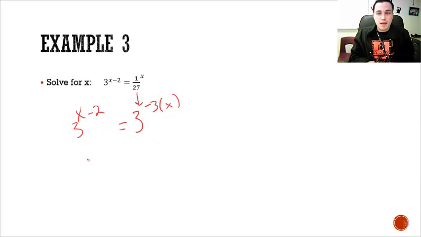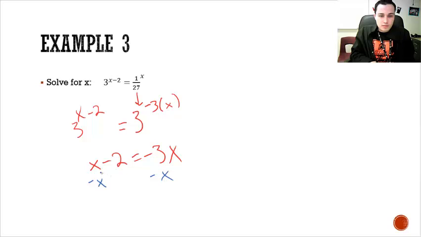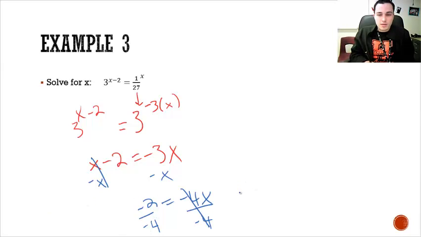So now I'm just going to multiply that negative 3 here times the original exponent there. Now the bases match, so I set the exponents equal to each other. X minus 2 will equal negative 3x, and then just solve it. So subtract x on both sides. Negative 2 equals negative 4x. Divide both sides by negative 4, and I get a half. Positive a half, because both of those are negative, so x would just equal a positive half.